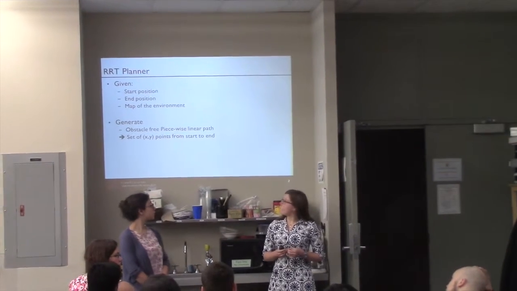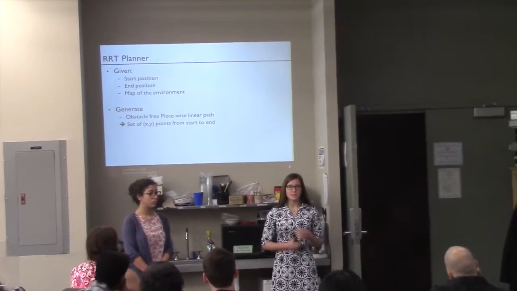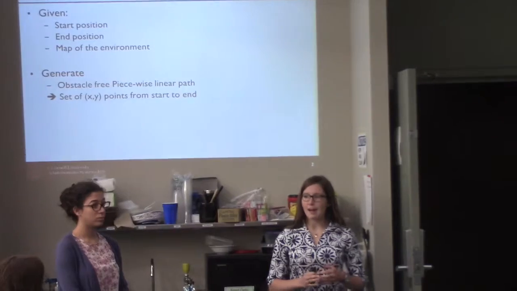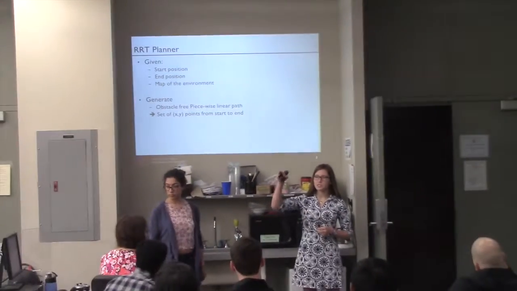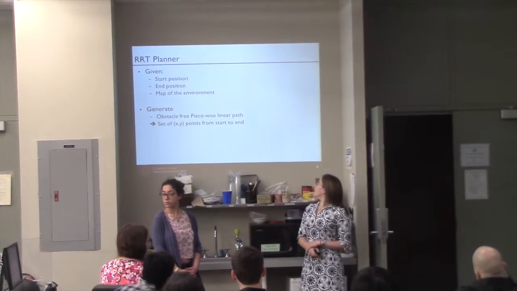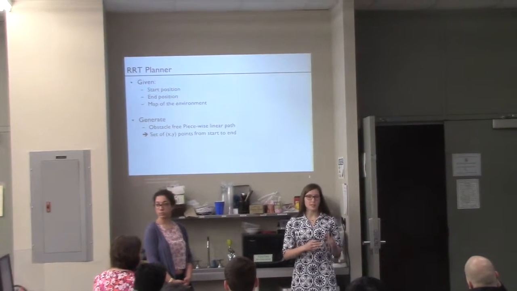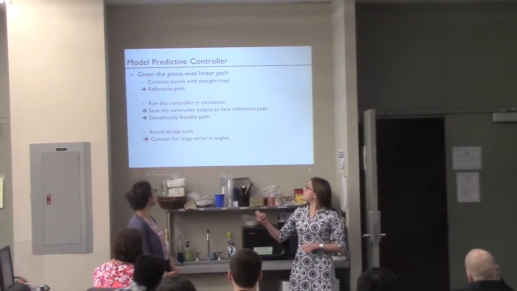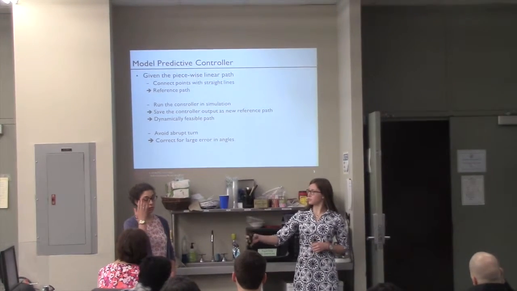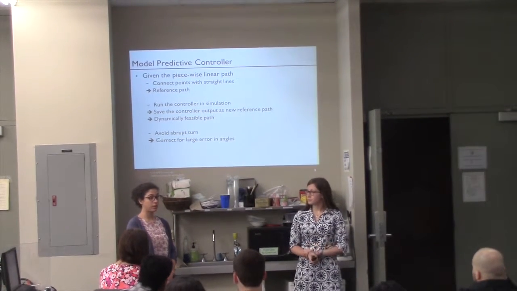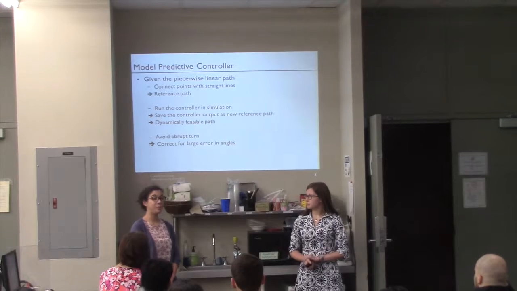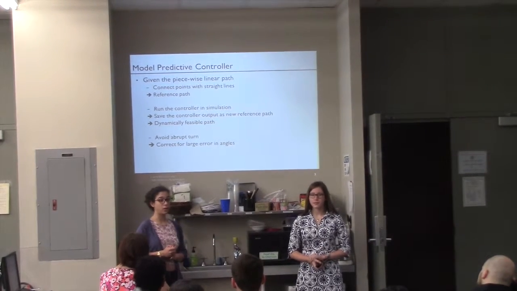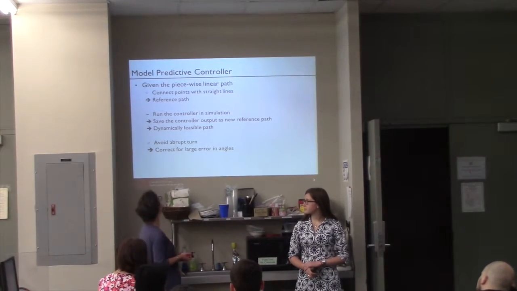Right now, what the algorithm does is it generates a piecewise linear path from the starting position to the end position. And so it's going to give a bunch of X and Y points that Alice can put into here. So the aim of my project this semester is, given a piecewise linear path, a set of points, I want the segway to go from a point to the second point.